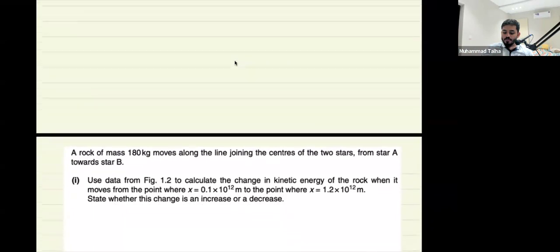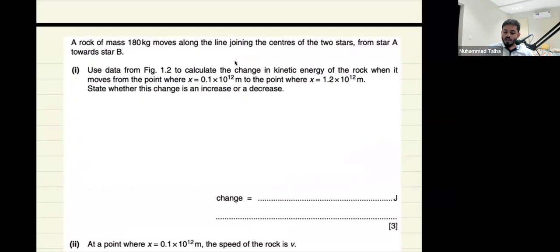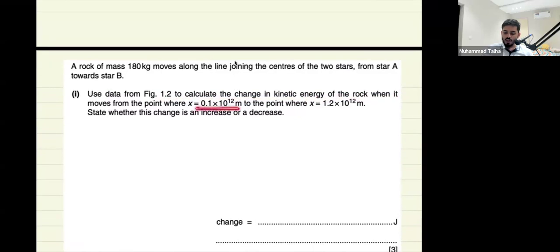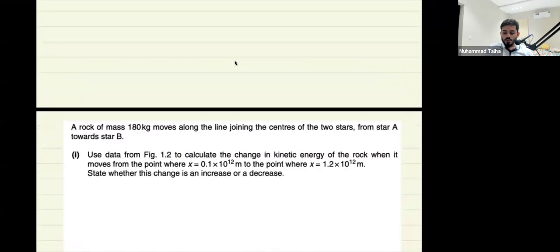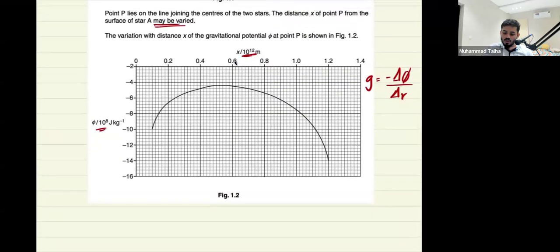So now we look at the question. A rock of mass 180 kg moves along the line joining the centers of the stars from star A towards star B. Use data from 1.2 to calculate the change in kinetic energy of the rock when it moves from 0.1 times 10 to the 12 to 1.2 times 10 to the 12. So 0.1 is right here and 1.2 is right here, right?